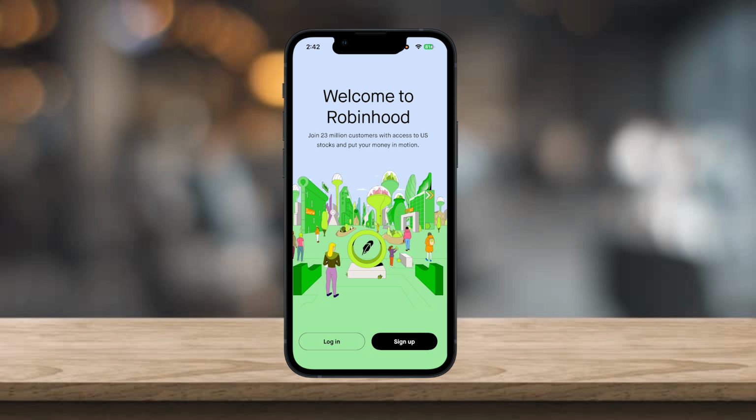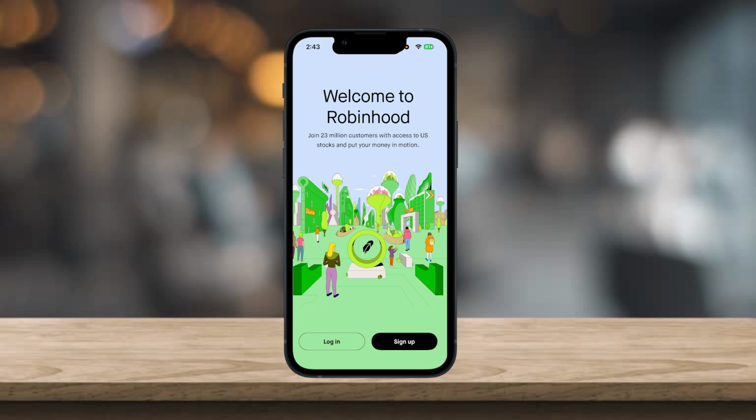So firstly, find a stock from the main investing screen, select the stock you want to trade, then simply tap on the trade button, then choose buy or sell. Then look for the order type options and choose limit. This will allow you to set a specific price instead of buying or selling at the current market price.